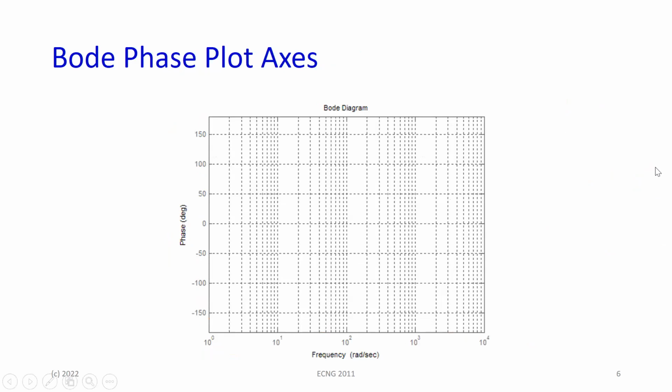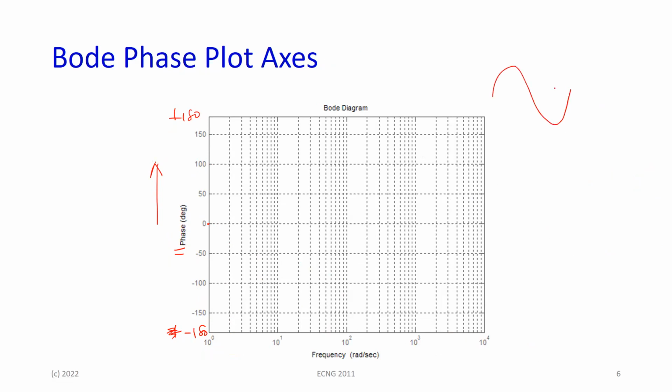Similar for the phase angle, we plot the phase in degrees. All right, so the middle is 0, and we go up to plus, sorry, this will be minus 180, and this will be plus 180. And you already know that minus 180 is an inversion.